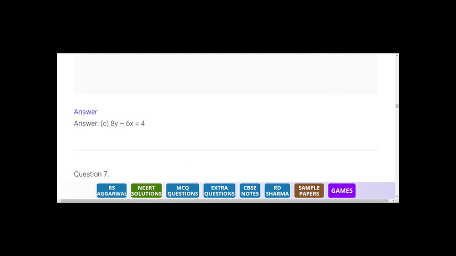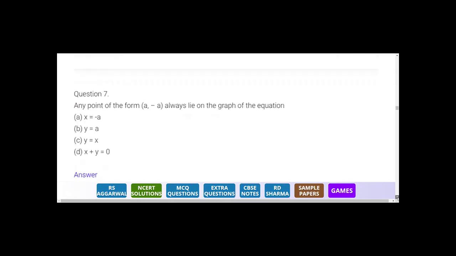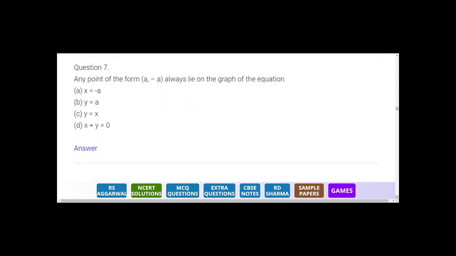Madhumita, question number 7 for you. Any point of the form... Ma'am, option D.